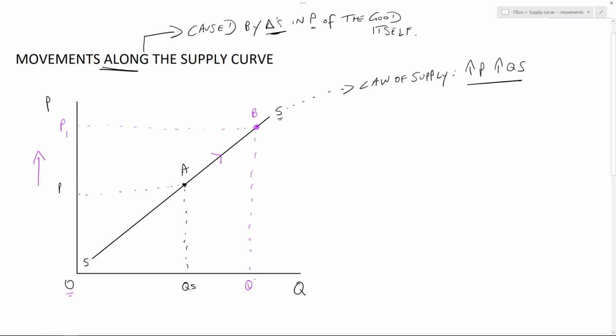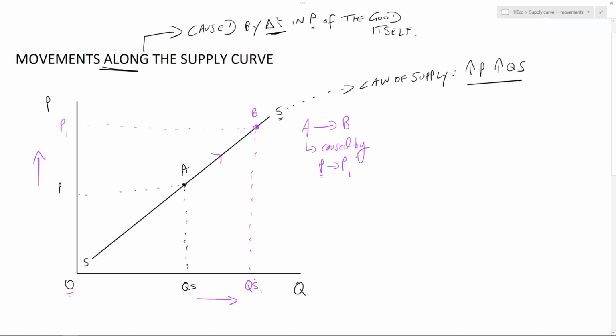We now go to quantity supplied 1, so QS1, and what that represents is as it goes further away from 0, that represents more production, that firms will be supplying more. But it's very important that you get the language right here. So let's do it bit by bit. So let's say that as we go from A to B, this is caused by a price going from P to P1.